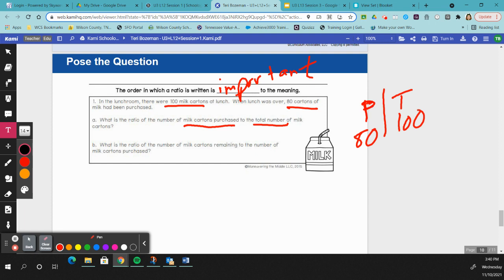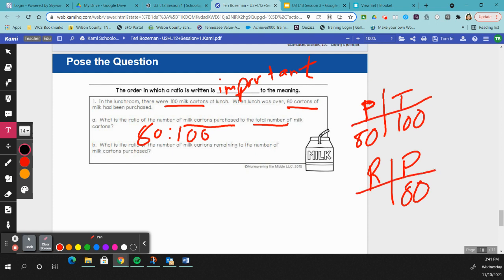Now, you can choose how you write that. Like I said earlier, most of the students in the classroom choose to use a colon. It's probably one of the shortest ways to write it. So 80 to 100. Question B says, what is the ratio of the number of milk cartons remaining to the number of milk cartons purchased? So remaining to purchased. Well, we know that 80 were purchased, so we have to figure out how many were remaining. Well, we know that our total was 100. 100 minus the amount that was purchased of 80 leaves us with 20. So this ratio is 20 to 80.